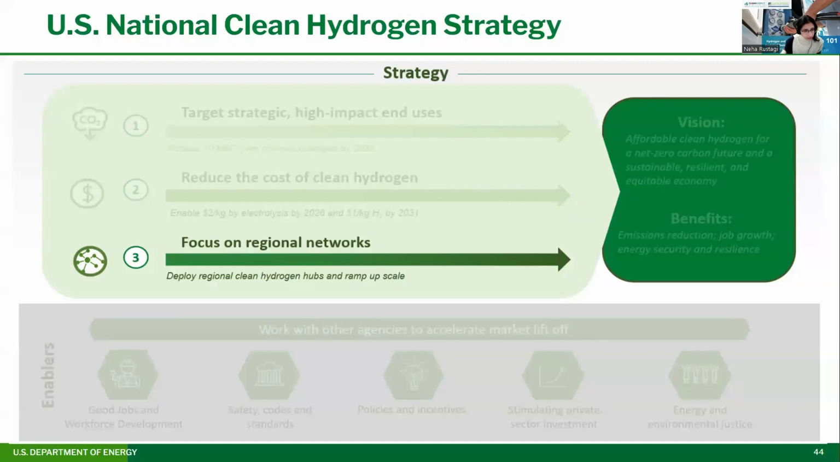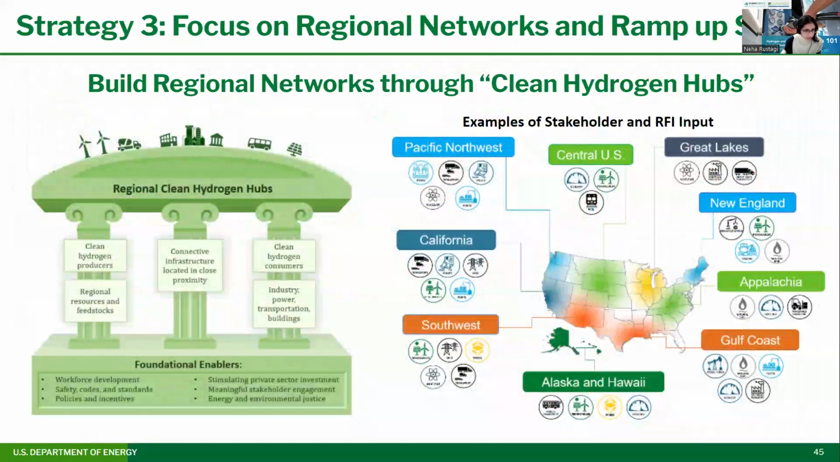And then the third strategy is focusing on regional networks. On the next slide, you'll see the biggest thing that we've done in support of this is the launch of the clean hydrogen hubs. Within each hub, there will be infrastructure that connects production and use. The goal is that once these hubs are up and running and deployed, there could be connective tissue that ends up getting deployed longer term and then facilitates market liftoff. So if we go to the next slide.